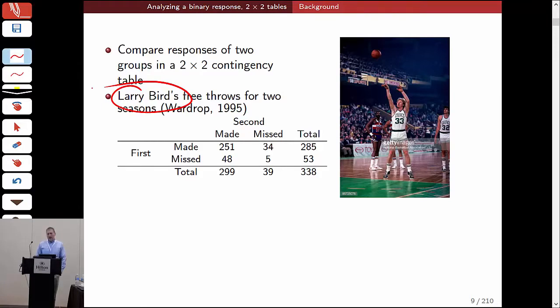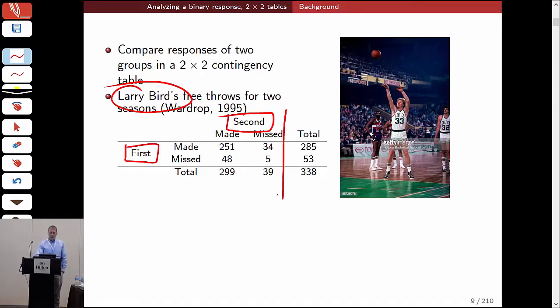And what we have here is a table summarizing his free throw attempts over 2 different seasons in the early 80s. And for those of you who are not familiar with basketball, free throw shooting is a type of shot in basketball where there's either a success or a failure. And typically, but definitely not in all cases, in professional basketball, free throws are shot in pairs. And so what we have here on the rows is information regarding Larry Bird's first free throw attempt. Was it a success or failure, or what I call made or missed? And then on the columns, we have information regarding his second free throw attempt. Was it a made or miss?